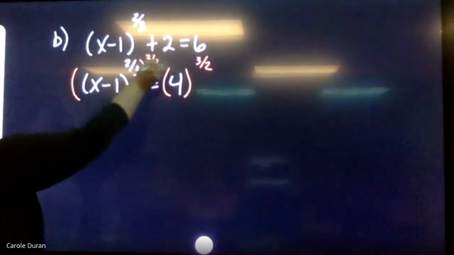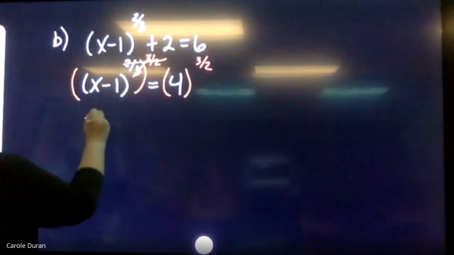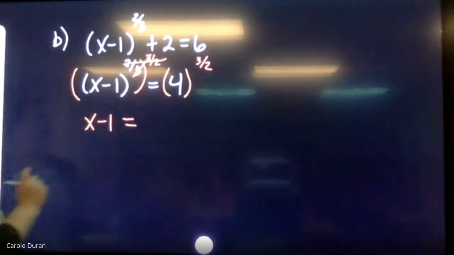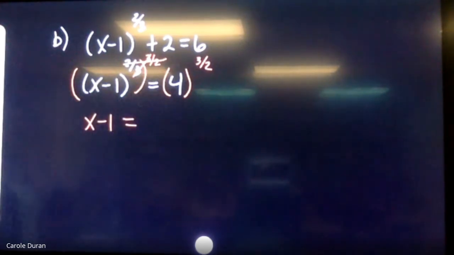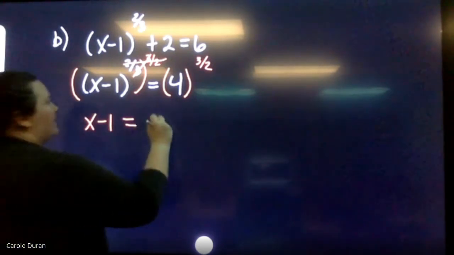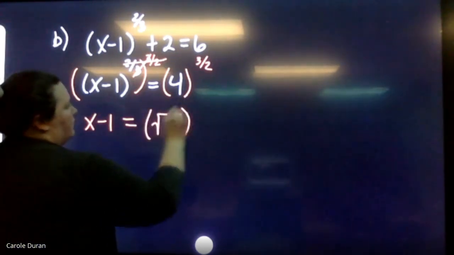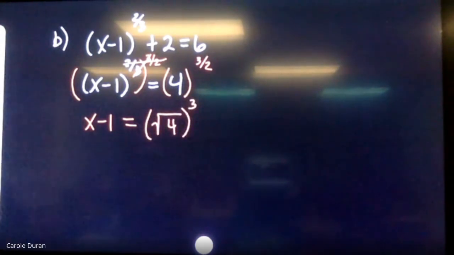On this side, those cancel each other out, and I'm left with just x minus 1 equals 4 to the 3/2 power. If I were rewriting that as a radical, because that might be helpful for me, that would be the square root of 4 cubed, because my denominator was 2, which indicated a square root, and my numerator was 3, which meant I was raising my answer to a power of 3.